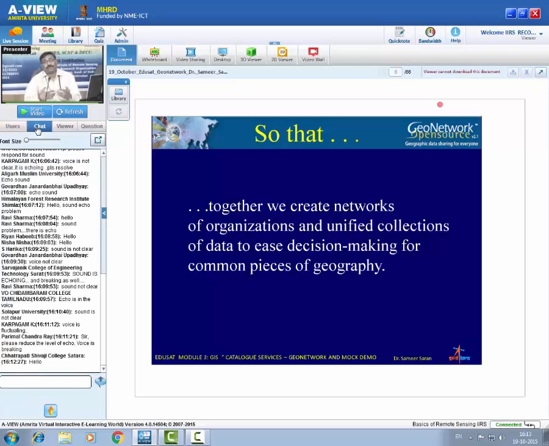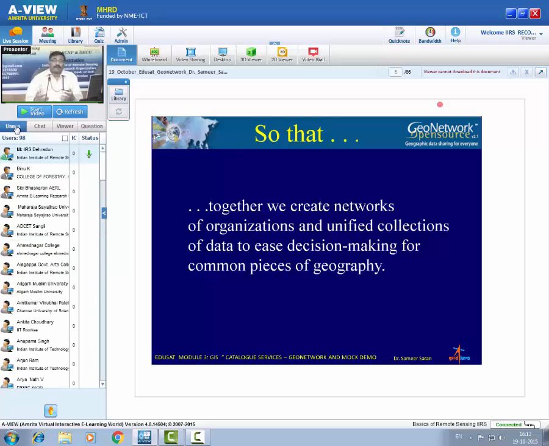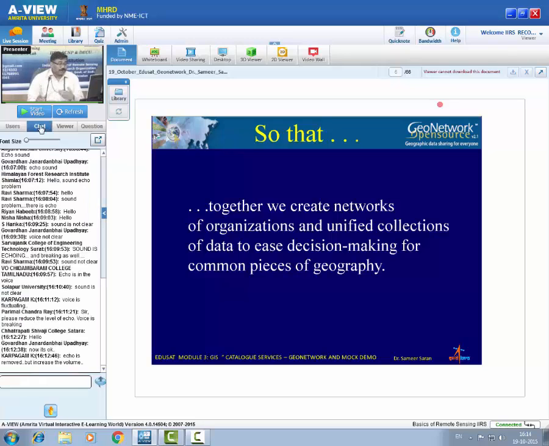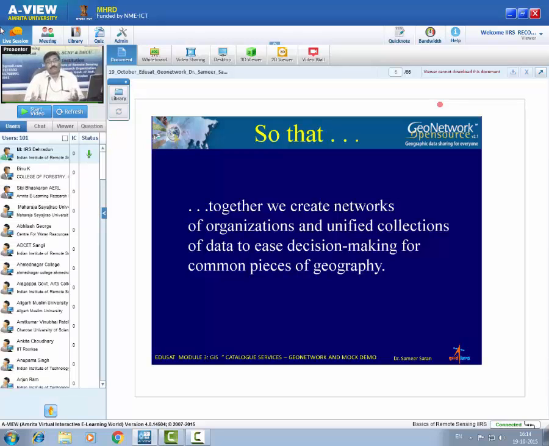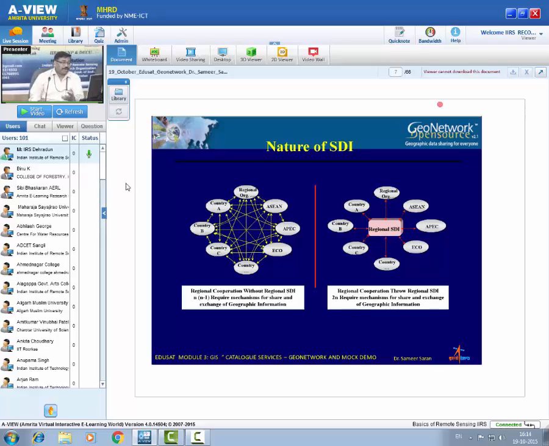So rather than reinventing the wheel, it is better to make use of the existing data in the form of services, and then I can build on top of it. So most of the time, rather than creating the data, I can spend most of my time on the analysis part rather than generating the baseline data. So that is the mechanism by which the network of organizations can come together, and by this most of the information can be used.